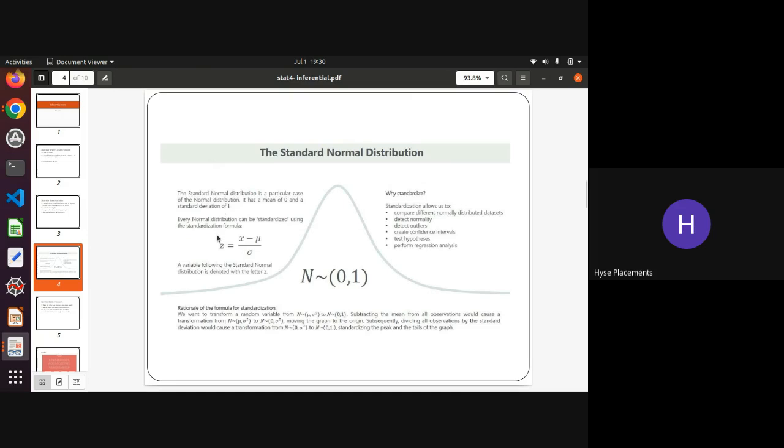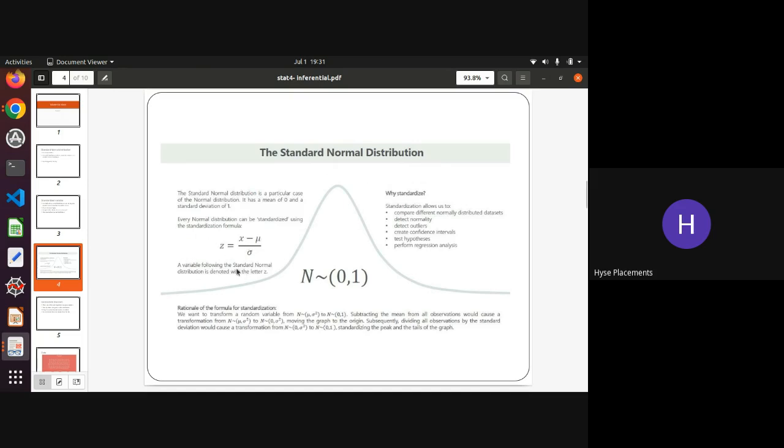Every normal distribution can be standardized using the standardization formula. Can be standardized in the sense that we have reduced everything to a lower scale. That is called standardization. We are setting a proper value for our entire data set. Actually, we are smoothing the curve, you could say. Anything where you manipulate the data without loss of information is called standardization. Z equals x minus mu by sigma.